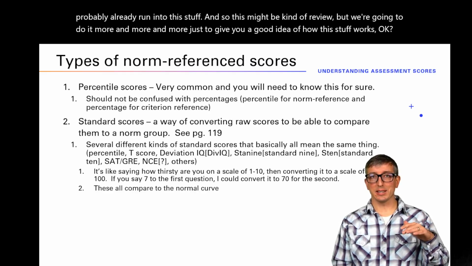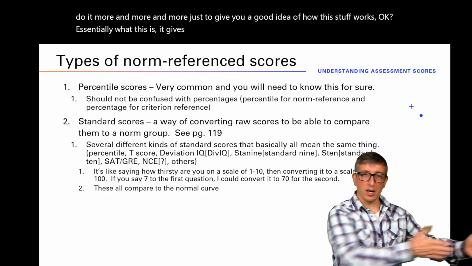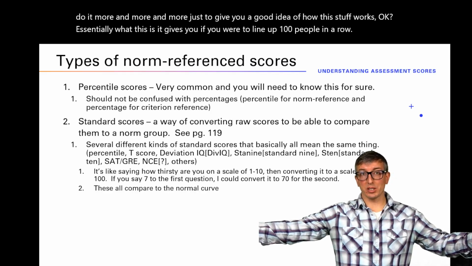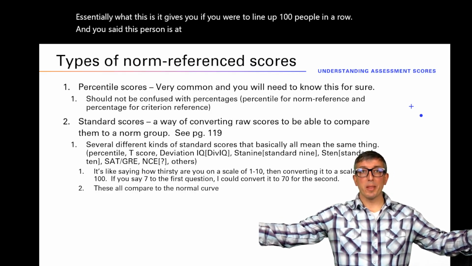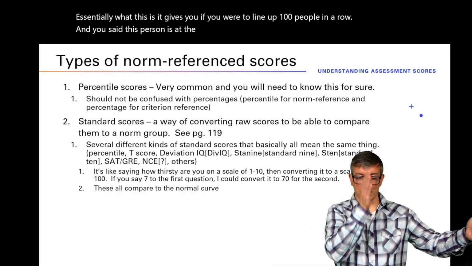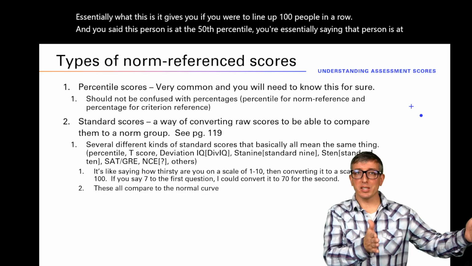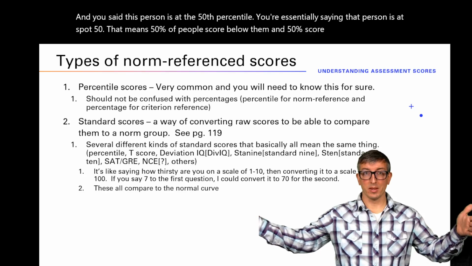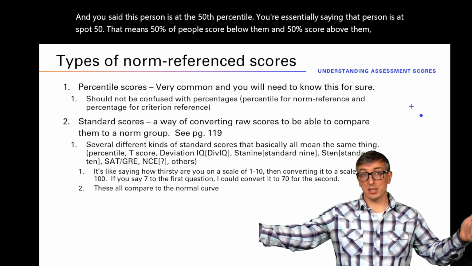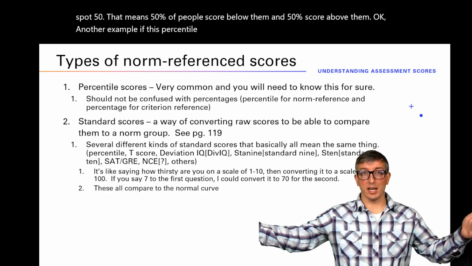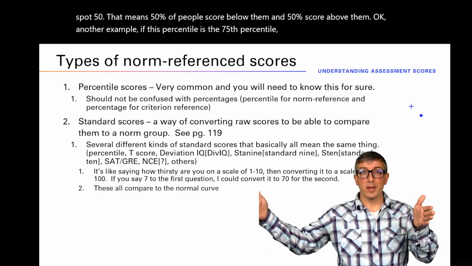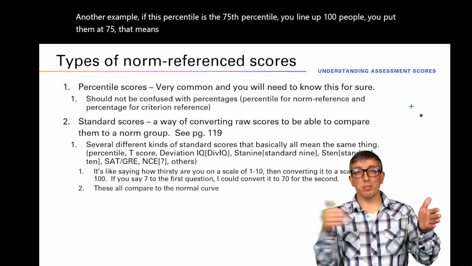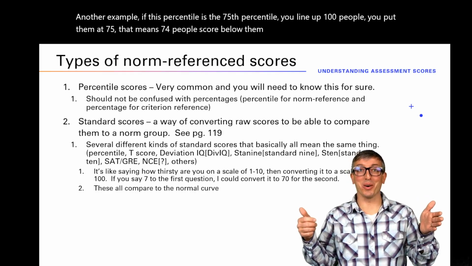Essentially, if you were to line up 100 people in a row and you said this person is at the 50th percentile, you're essentially saying that person is at spot 50. That means 50% of people score below them and 50% score above them. Another example, if this is the 75th percentile, you line up 100 people, you put them at 75, that means 74 people score below them and 25 score above them.